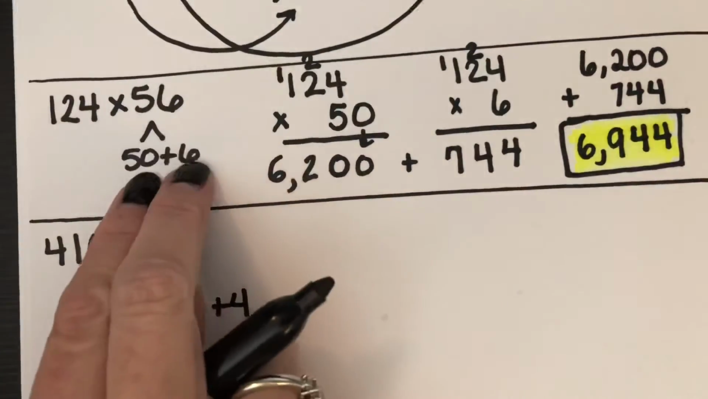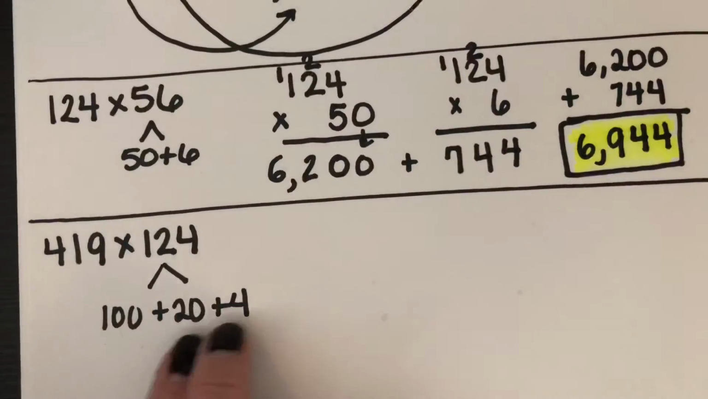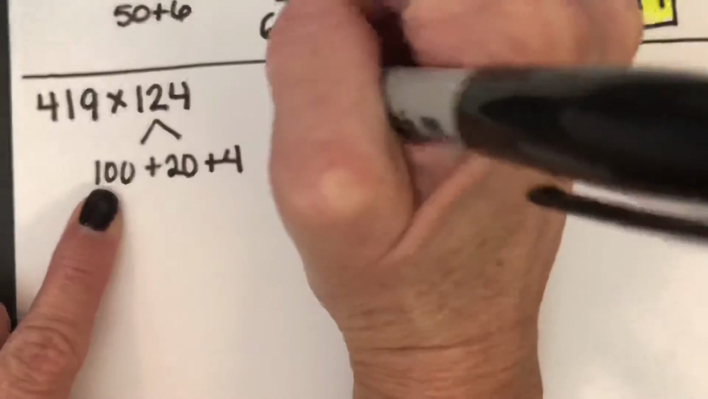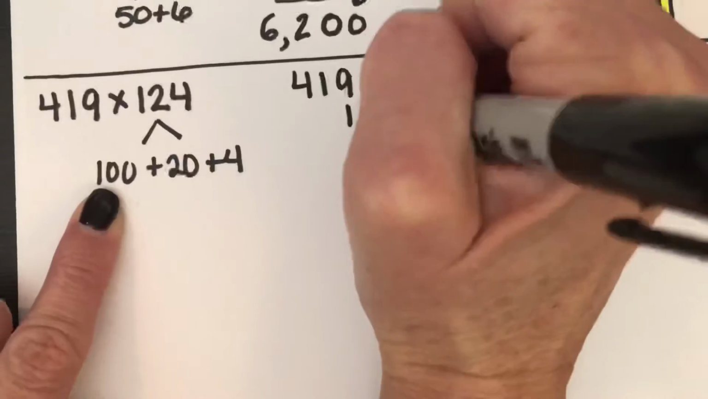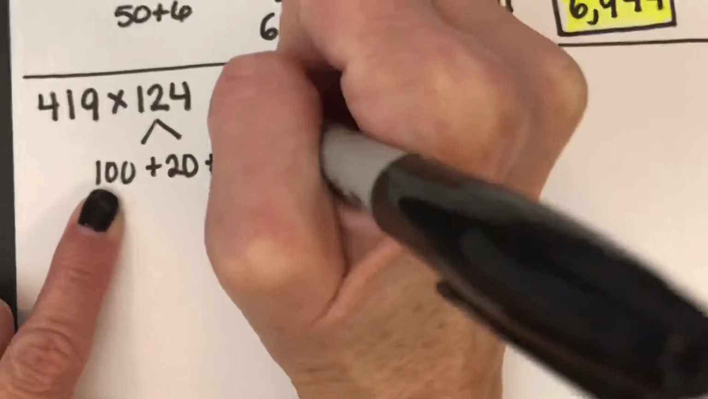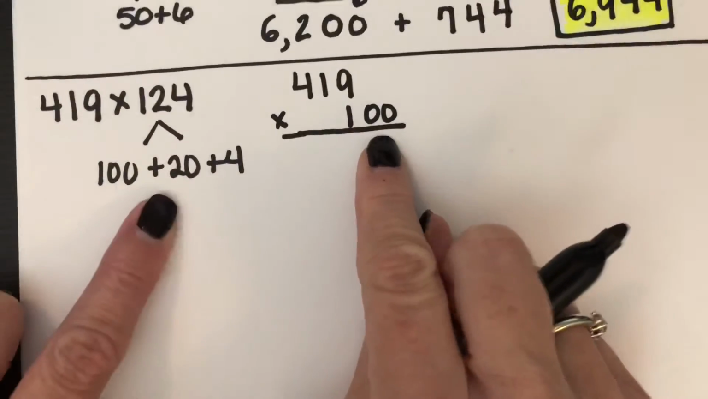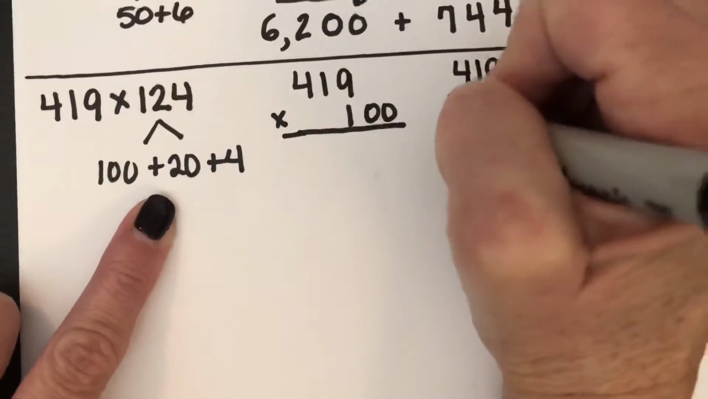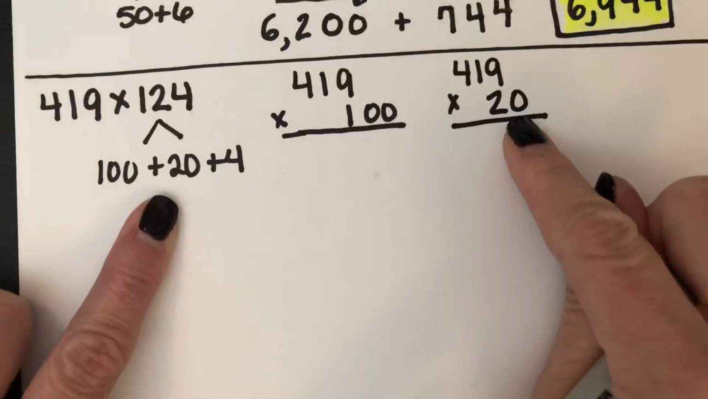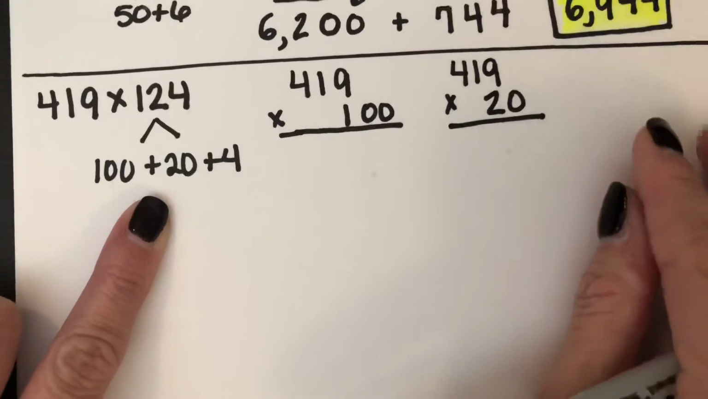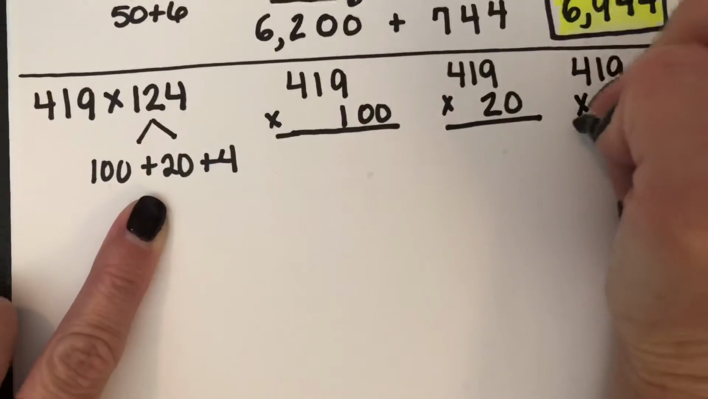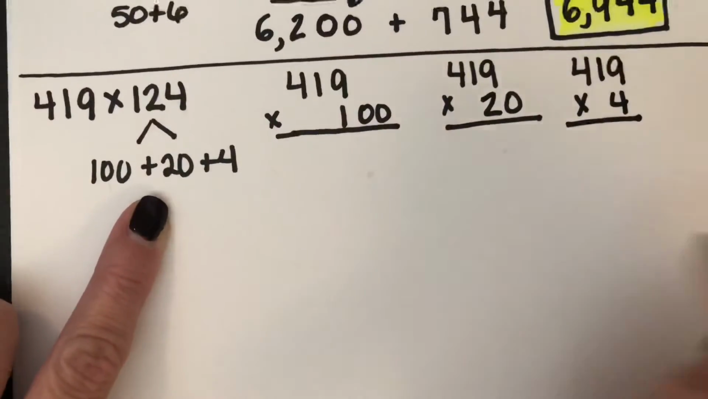So instead of here having 2 math problems, now I'm going to do 3 math problems and put them all back together. So let's start off with 419 times 100. Notice my 2 zeros are off to the side. Now I do 419 times 20. Again, my 0 is off to the side. And then I have 419 times 4. There's no zeros there, so it's just times 4.